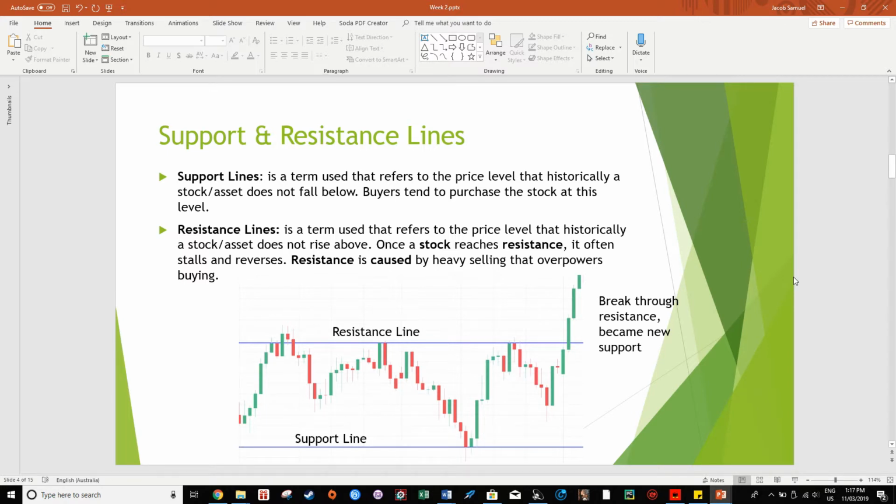Resistance also means supply. So in this case, you're looking at supply versus demand. For anyone doing economics or finance, you deal with these sorts of concepts. You do look at supply versus demand. What happens when there's a lot of demand for something? Price goes up. Isn't that right?